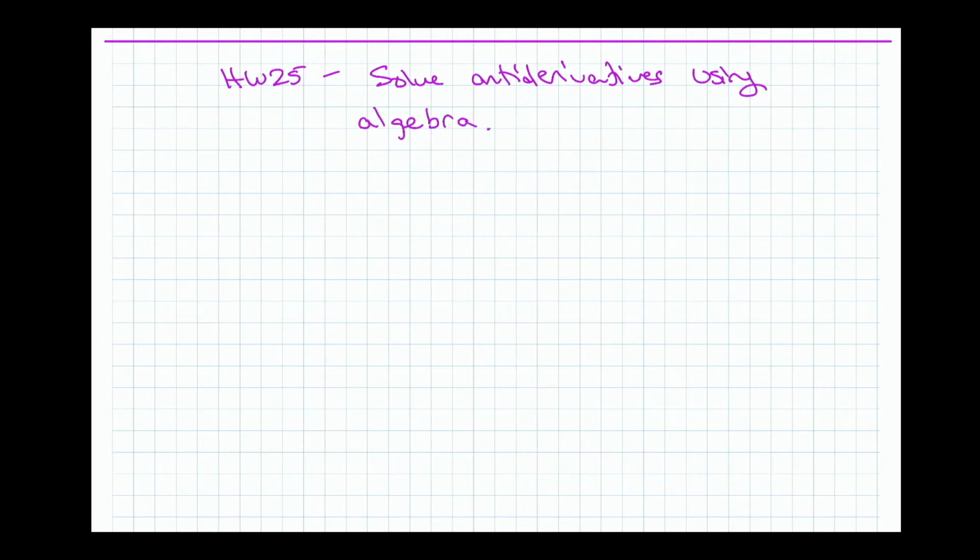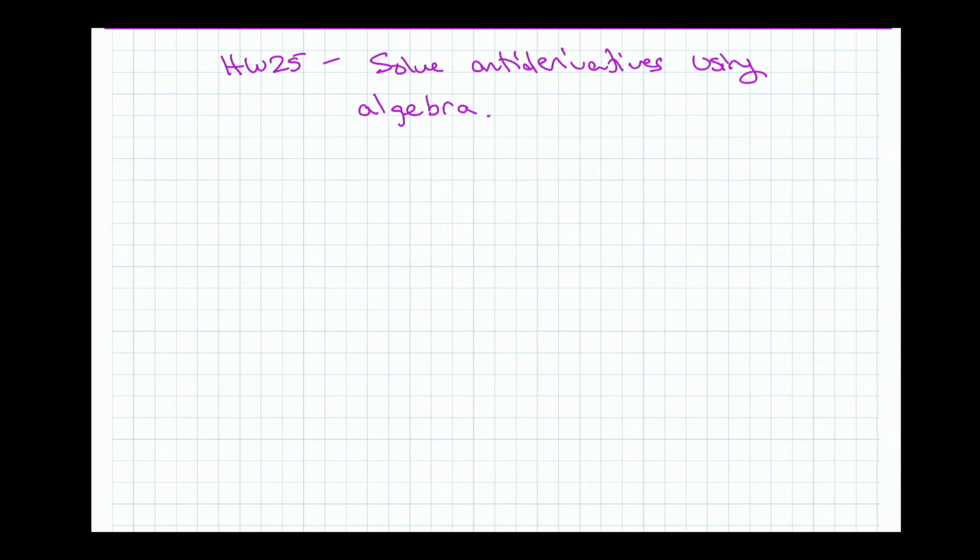And then what we're going to be doing in this homework assignment, which is homework 25, is basically just solving antiderivatives using a little bit of algebra. That's all. So there's nothing new in this section, I don't think. Just a little bit of algebra. Okay, so here is an example. They give you this one.